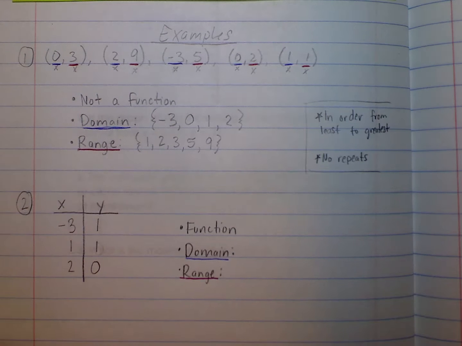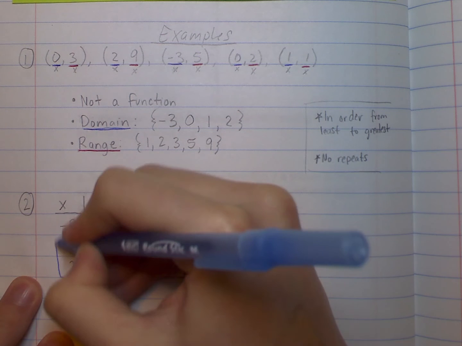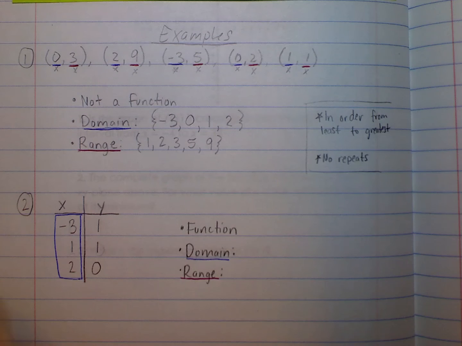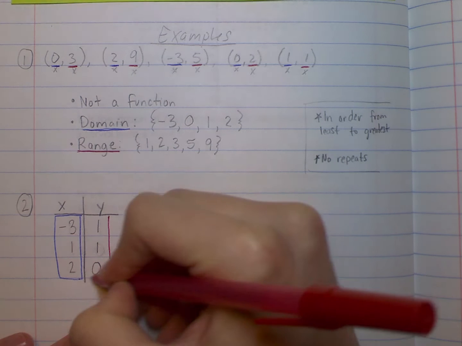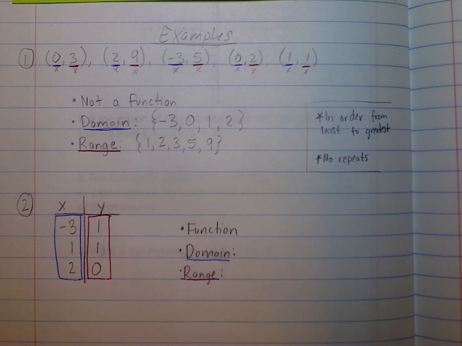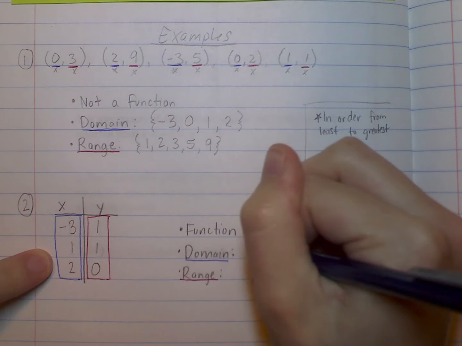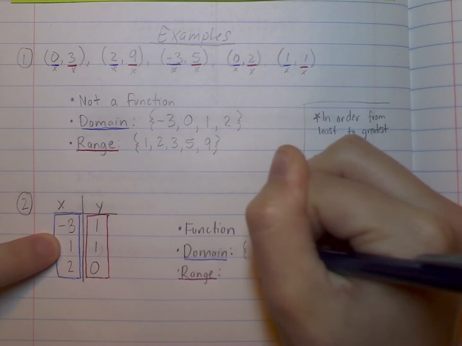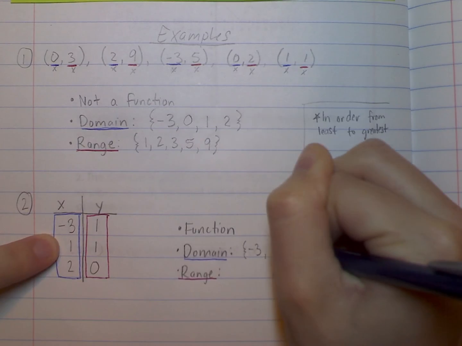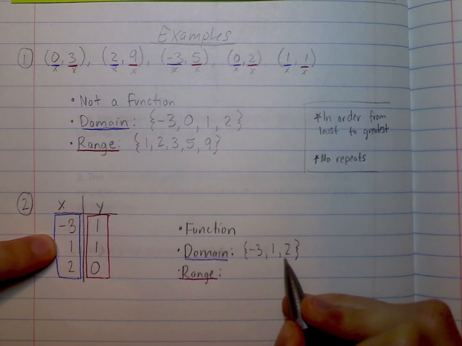The domain is all the x values, so the domain is actually here, and the range is right here. What's interesting about tables is, with regards to the domain, the x values on a table will be listed in order. So this is pretty much done for me. The domain is negative 3, 1, 2, and those are already in order from least to greatest.